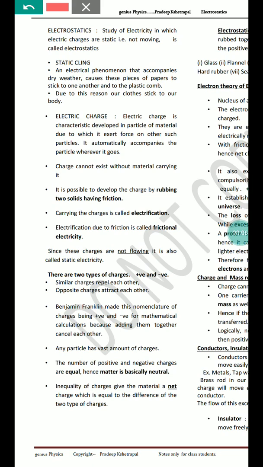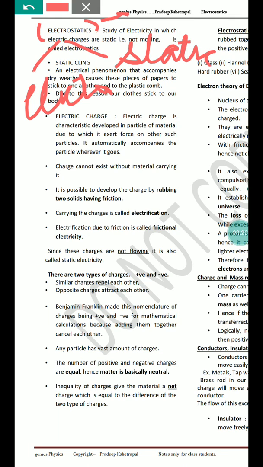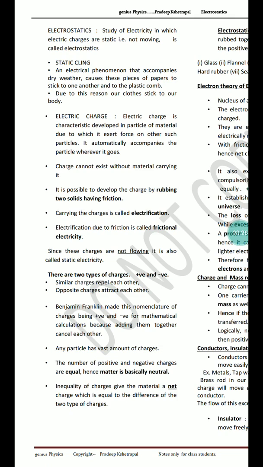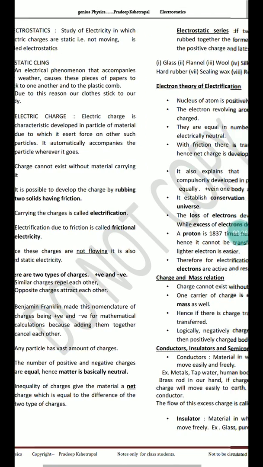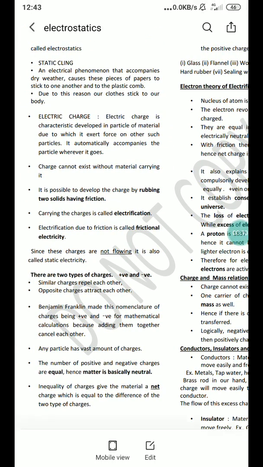Chapter 1, Electrostatics. Firstly, we have to discuss this word. What is electrostatic? The word electrostatic is the combination of two words, electro and static, where electro means charge and static means rest. So here we are discussing charge at rest.